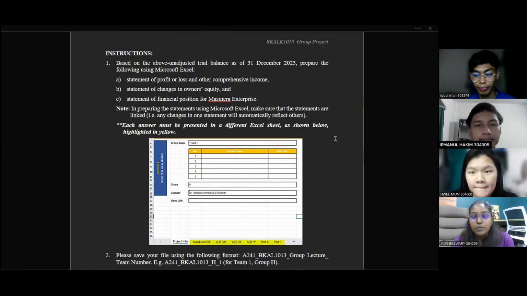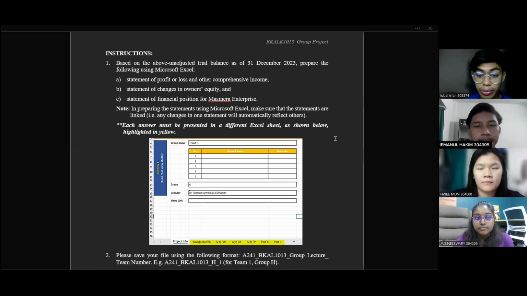All right. Why is this statement important? So the statement is important because it shows the stakeholders how the owner's stake has changed during the period, whether through profit, loss, or personal transactions.